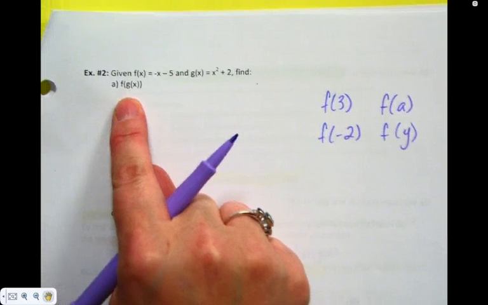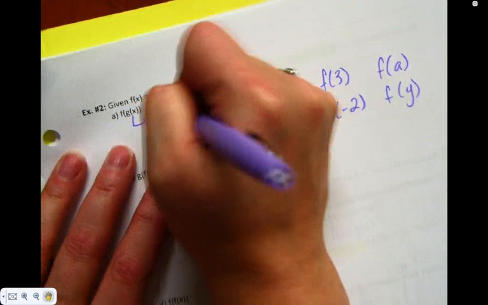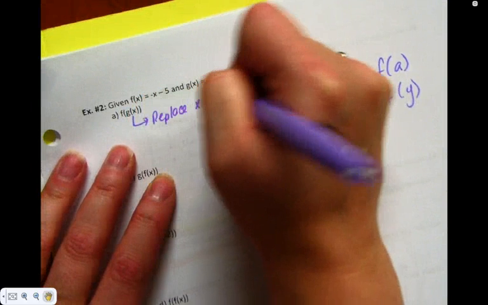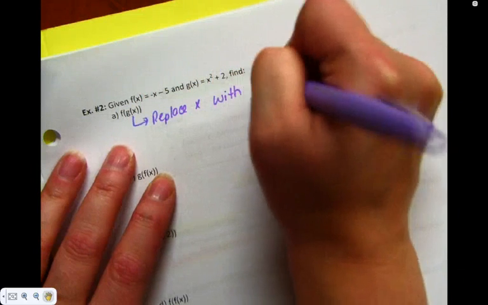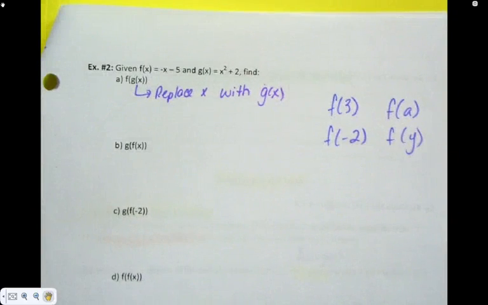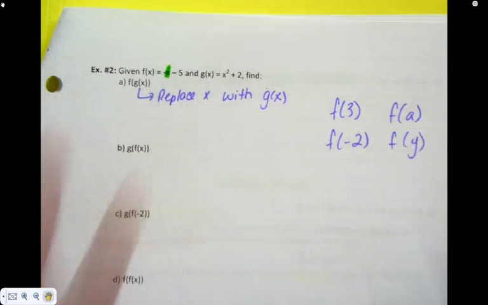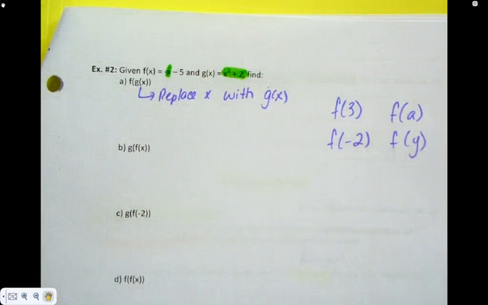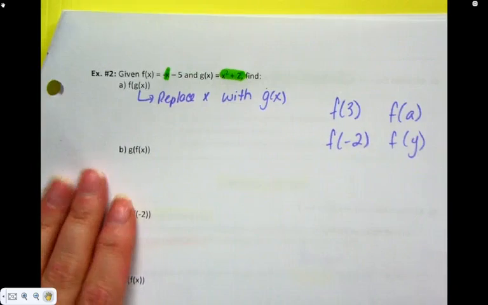So what does this mean? Replace f with g. Replace x with g of x. I'm going to put that in words for the wordy people. Replace x with g of x. So it's a function inside a function. What that means is the x in f of x is going to come out, and the entire g of x function is going to go in.